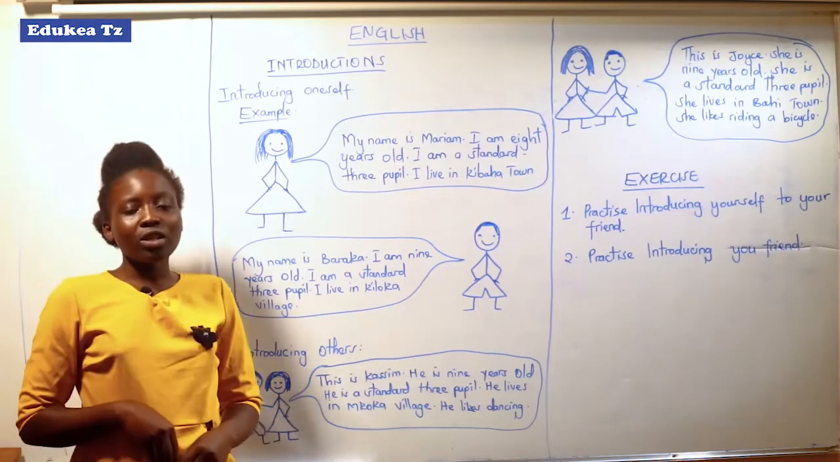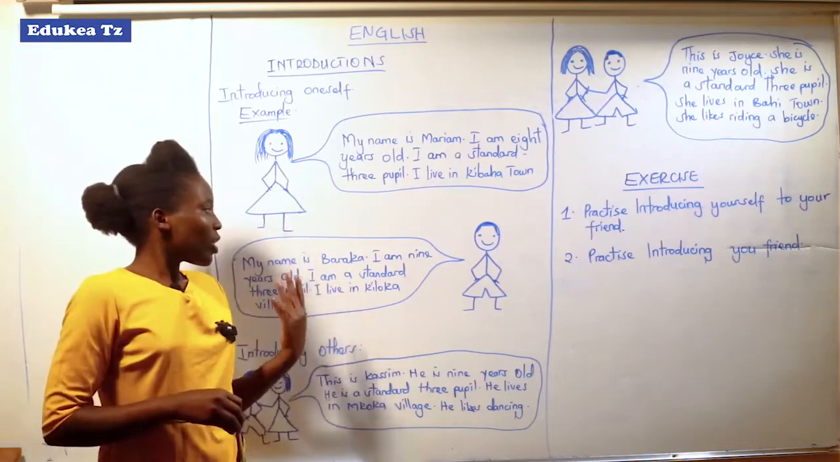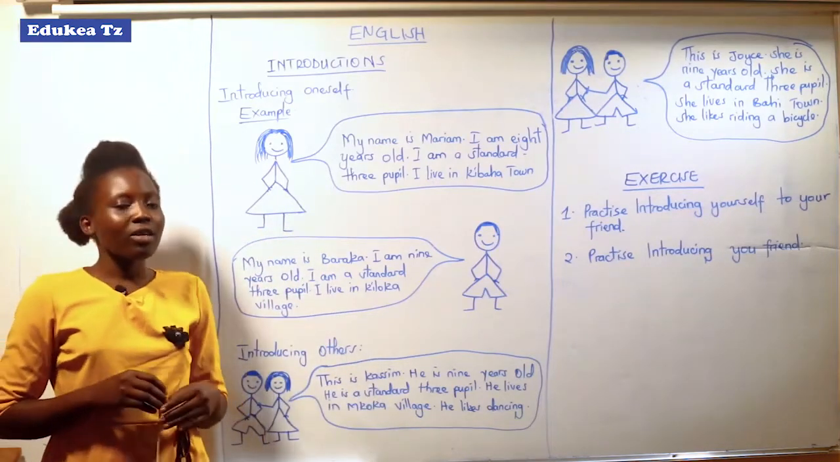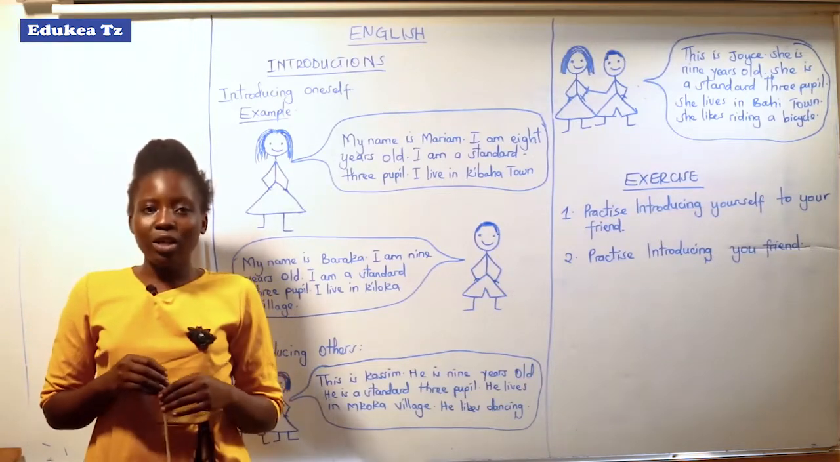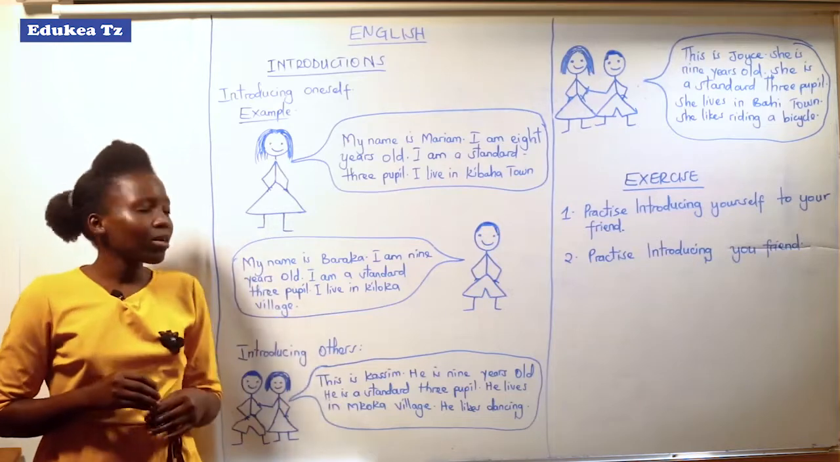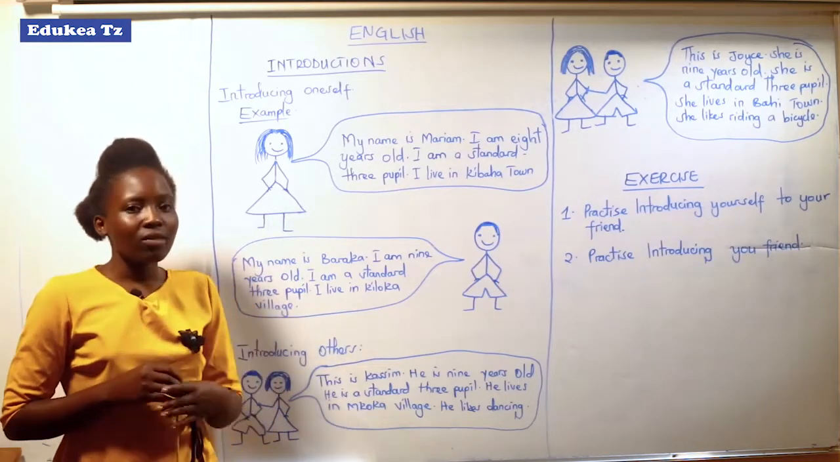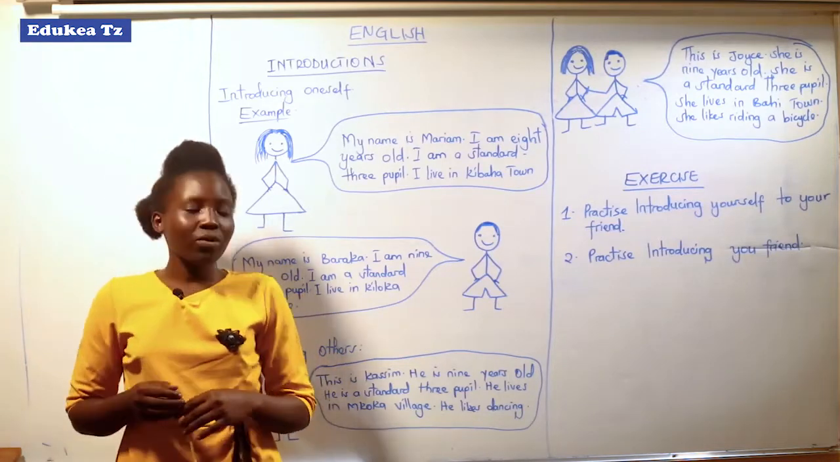We can see also when Baraka was introducing himself to Mariam, he started directly with his name. Also, the second thing he introduced is how old he is. Also, he said which class he belongs to, and the fourth thing he introduces is where he comes from.